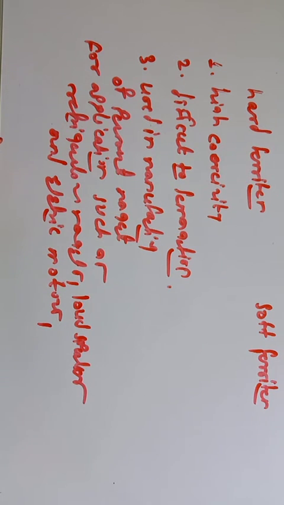So these are the three important points. The hard ferrites have high coercivity, are difficult to demagnetize, and are used in manufacturing of permanent magnets. They have different applications, such as refrigerator magnets, loudspeakers, electric motors, and the magnets in NMR instruments are also made of hard ferrites.